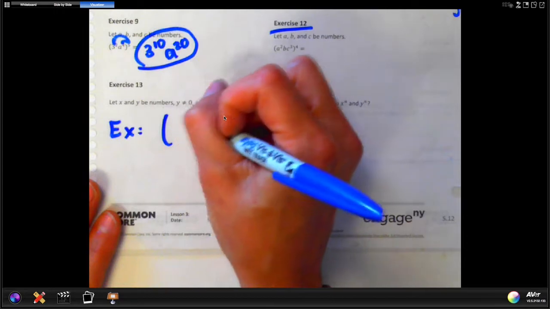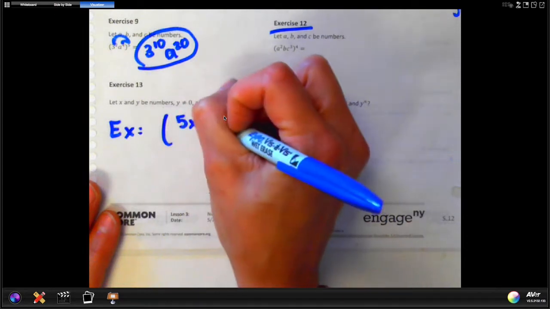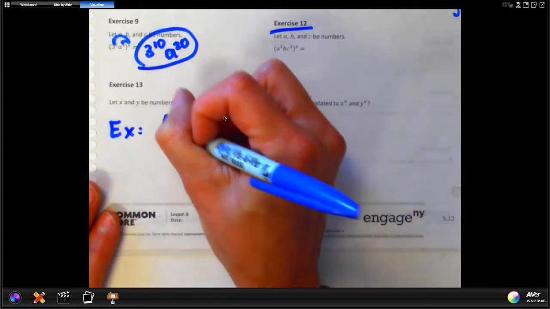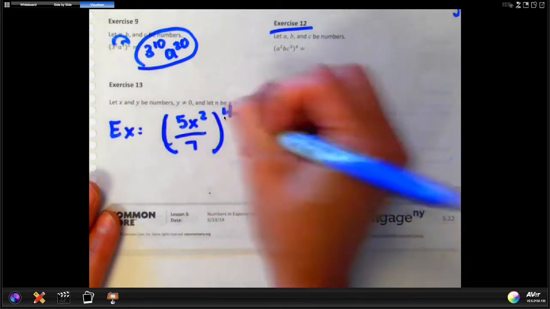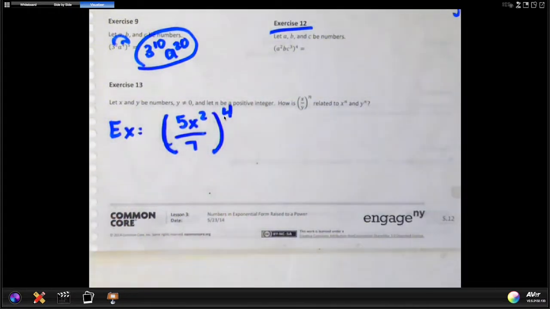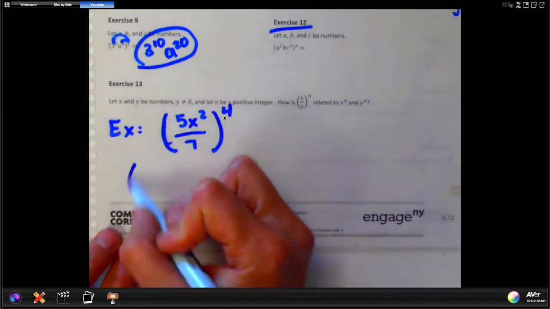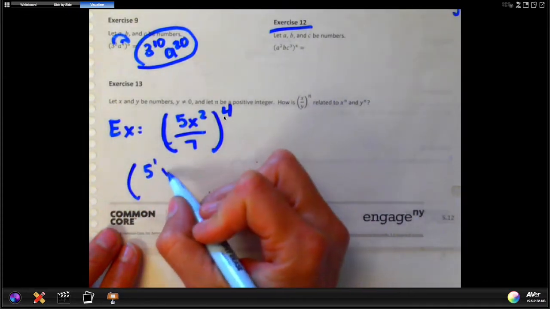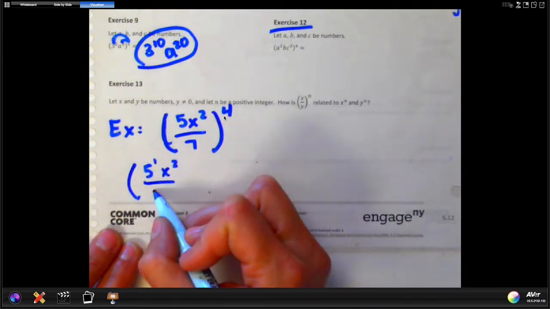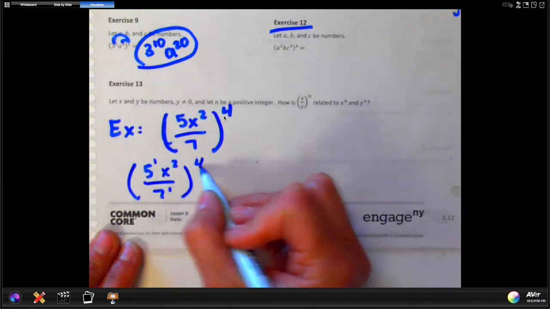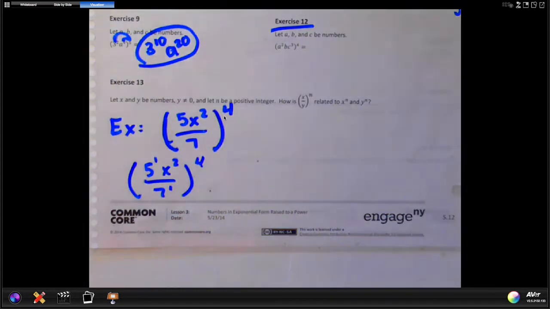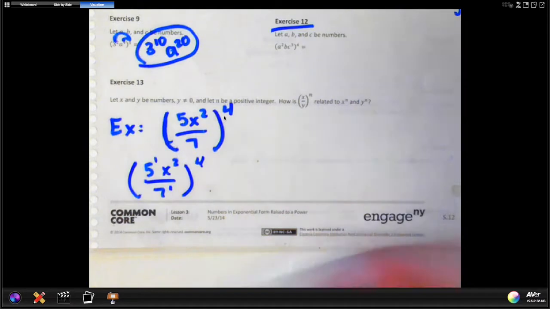So I want to use 5x to the 2nd power over 7, raised to the 4th power. So let's start there. With a fraction, now you have to work with the numerator and the denominator. So what you see here is actually 5 to the 1, x to the 2, over 7 to the 1, raised to the 4th power.